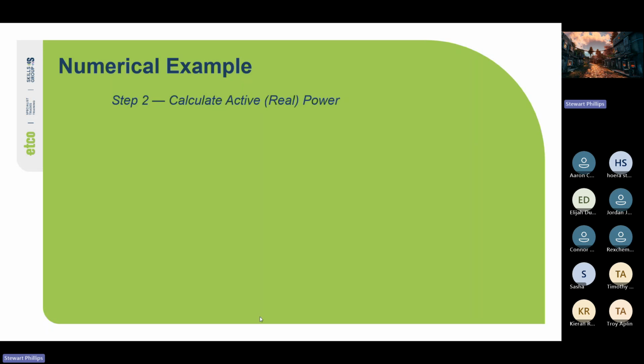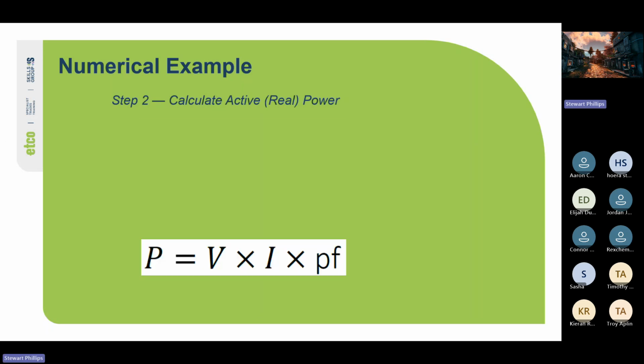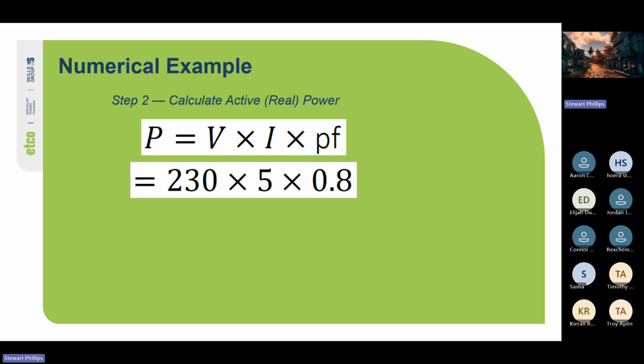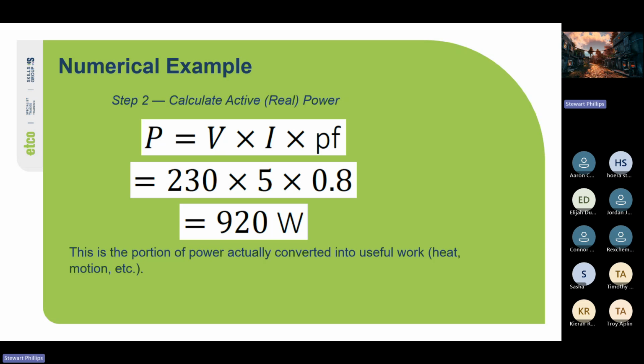Cool. Only one guess. Okay. So yeah, our power equals volts times amps times our power factor, because we're only dealing with our active or our real power. So 230 times 5 times 0.8, which gives us 920 watts. So this is the portion of power actually converted into useful work, whether that be heat, motion, etc.